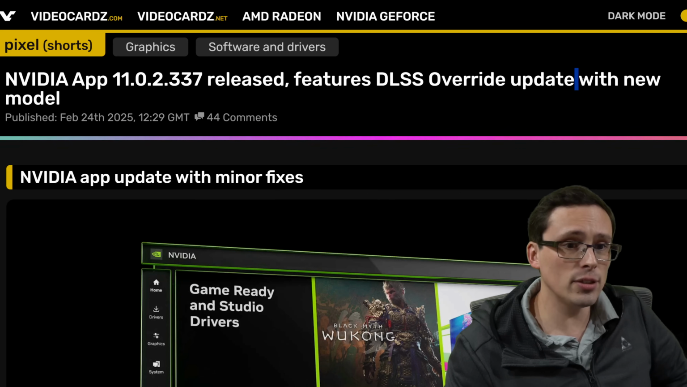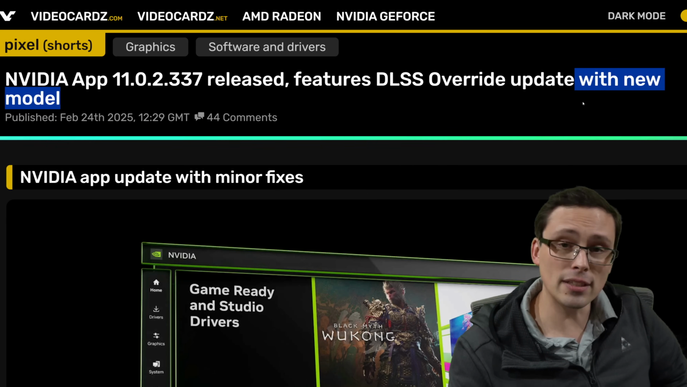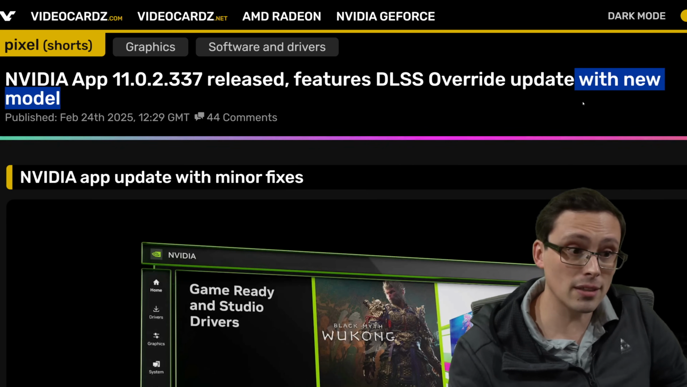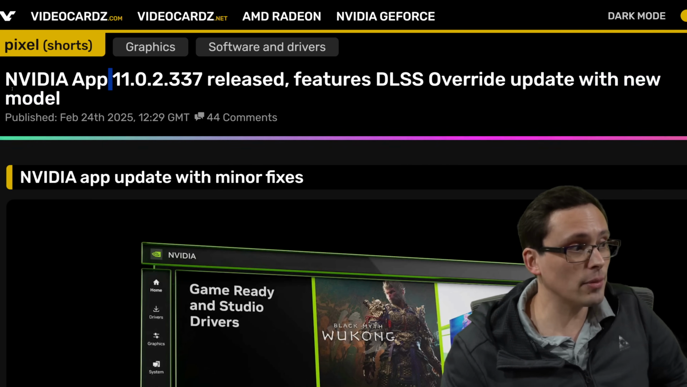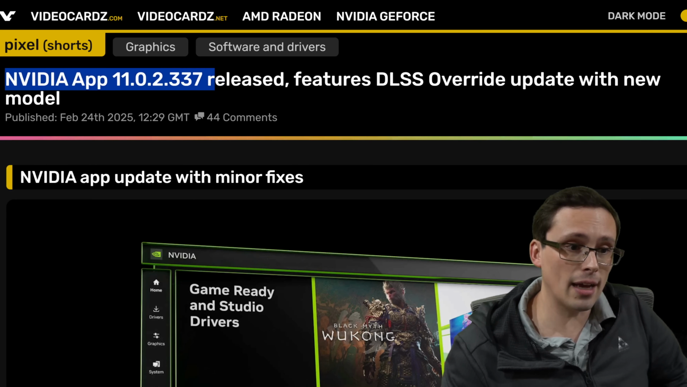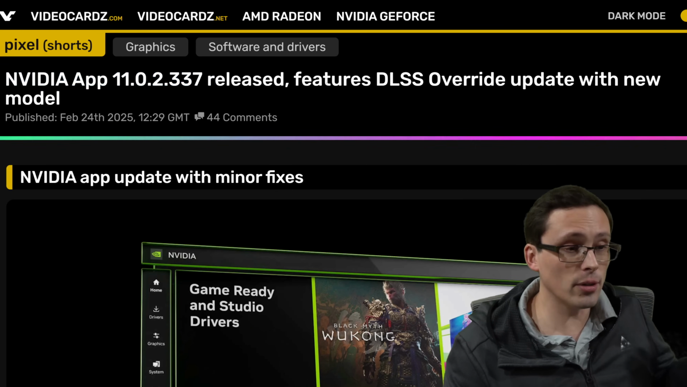Anyway, there's a new DLSS model here. The interesting thing is this might mean that as soon as there are new DLSS models available, they've been trained and they're ready to go, but maybe haven't made it into any actual games yet, NVIDIA can release those through this NVIDIA app, which is kind of interesting. So that's a cool feature.